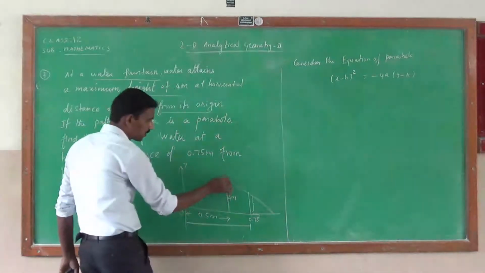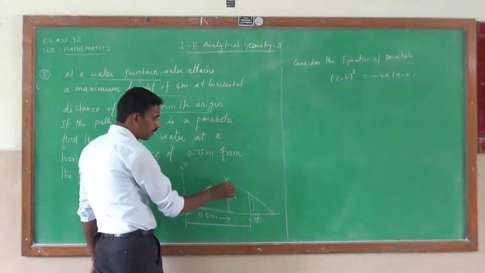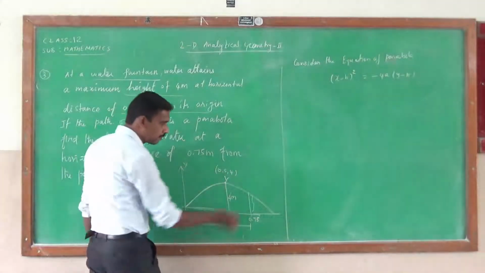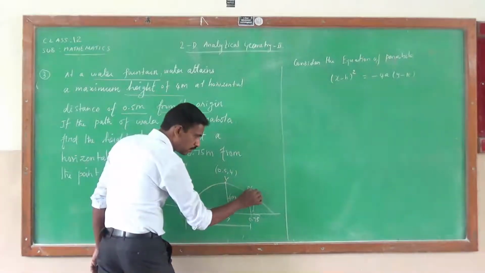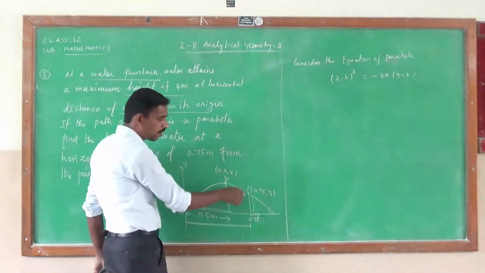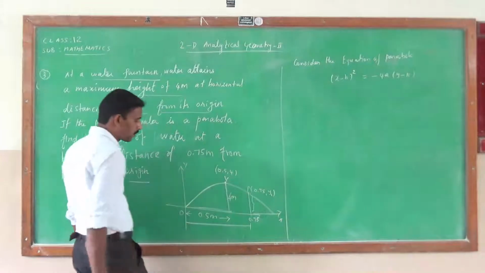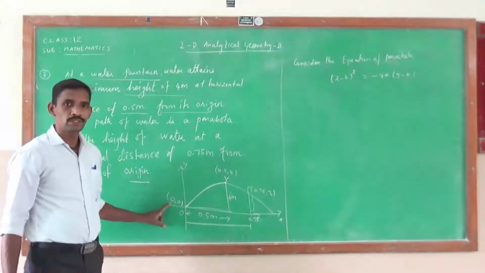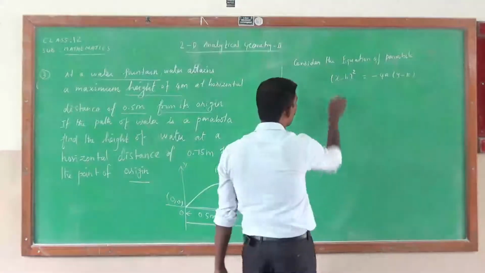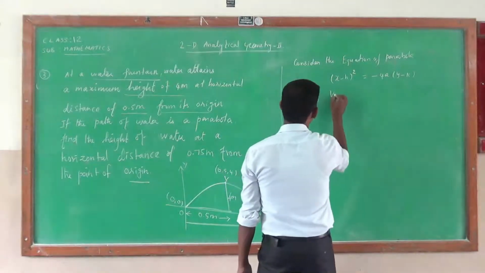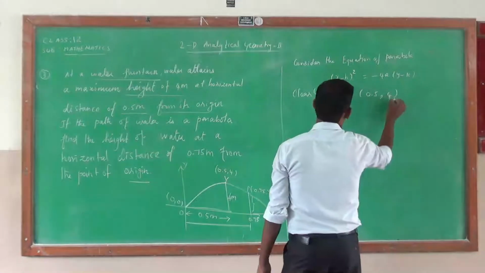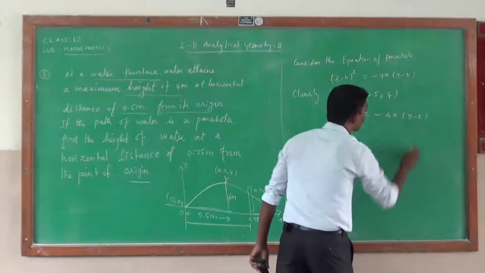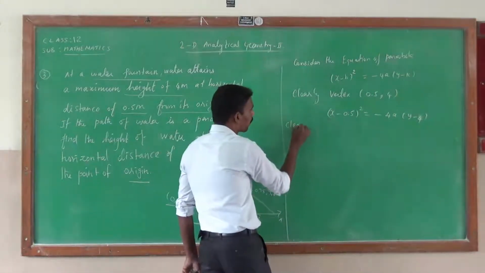Because this is a vertex, we know very well the vertex should be 0.5 comma 4. And this is the point P, which is 0.75 comma y1. This point lies in the first quadrant. Also, it passes through the origin, 0, 0. Now we have to apply it here. With the vertex 0.5, 4, it becomes x minus 0.5 the whole square equals minus 4a into y minus 4. Clearly, it passes through the origin.